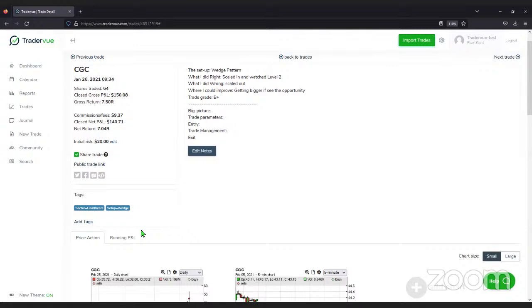Basically, Tradervue provides you with all the features and a simpler way of doing all of this, which can be a little bit of hard work if you do it on your own based on your CSV or only in Excel. So that is it about notes and tags.